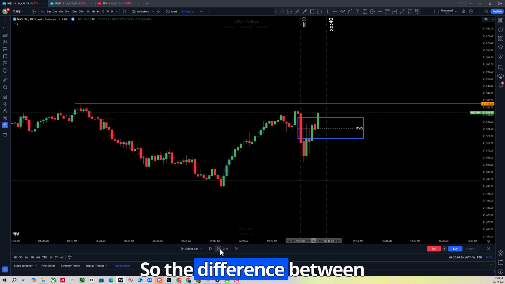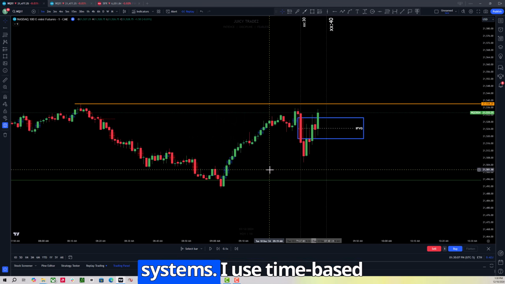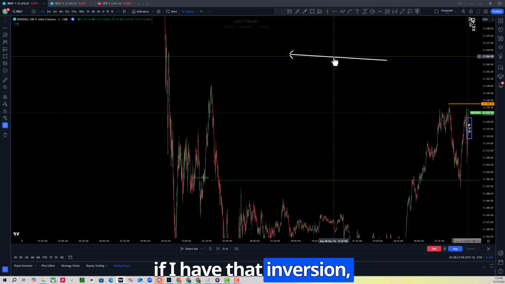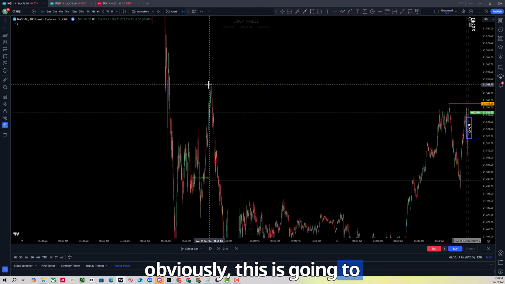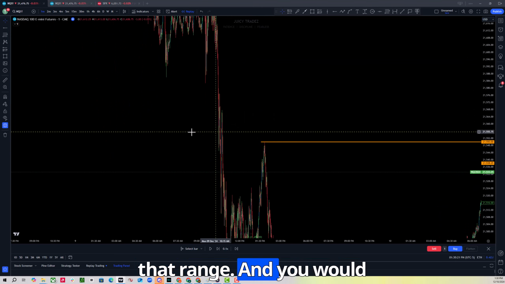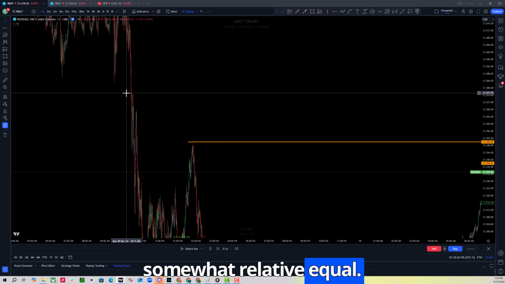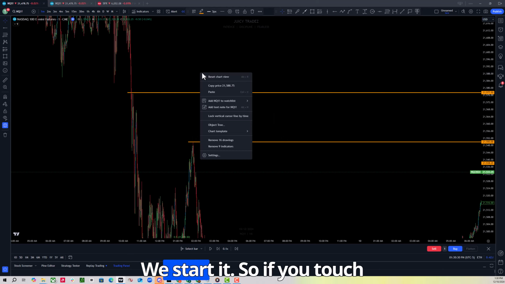All right. So the difference between me and a lot of the other mentors that trade these similar patterns and systems, I use time-based concepts and I use retests and I focus on liquidity. So if I have that inversion, where can we go? Where are some targets higher can we go? For me, this is obvious. This is going to be an obvious draw of liquidity. And of course, you have the top side of that range and you would have this area here. These highs that's somewhat relative equal here for you.